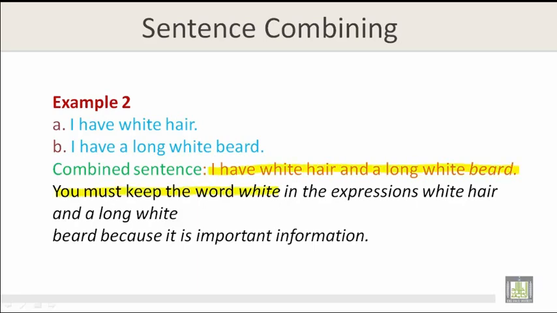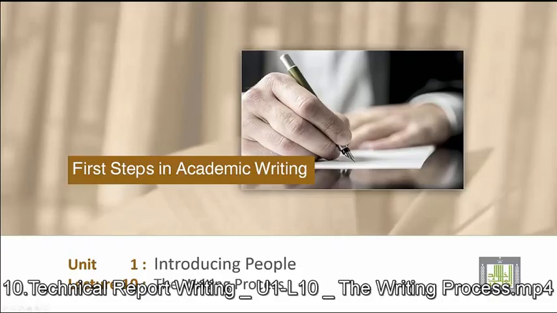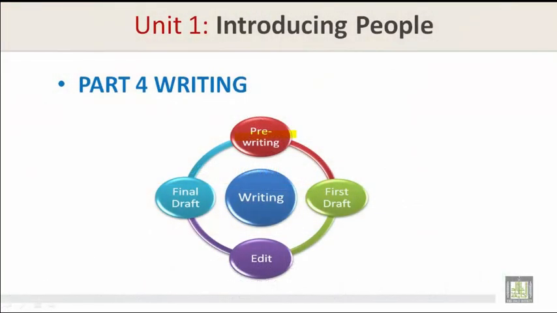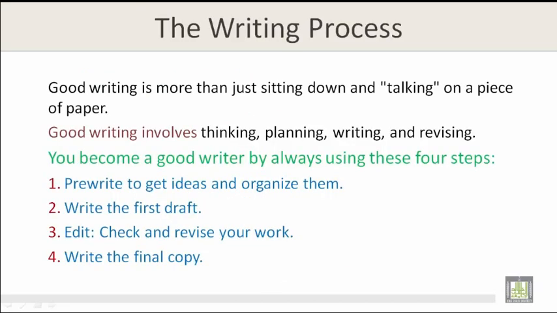You must keep the word white in the expressions white hair and a long white beard because it is important information. Part 4. Writing. There are various stages of writing. You have pre-writing, first draft, edit, and final draft. All of these are a part of writing. Good writing is more than just sitting down and talking on a piece of paper. Good writing involves thinking, planning, writing, and revising.